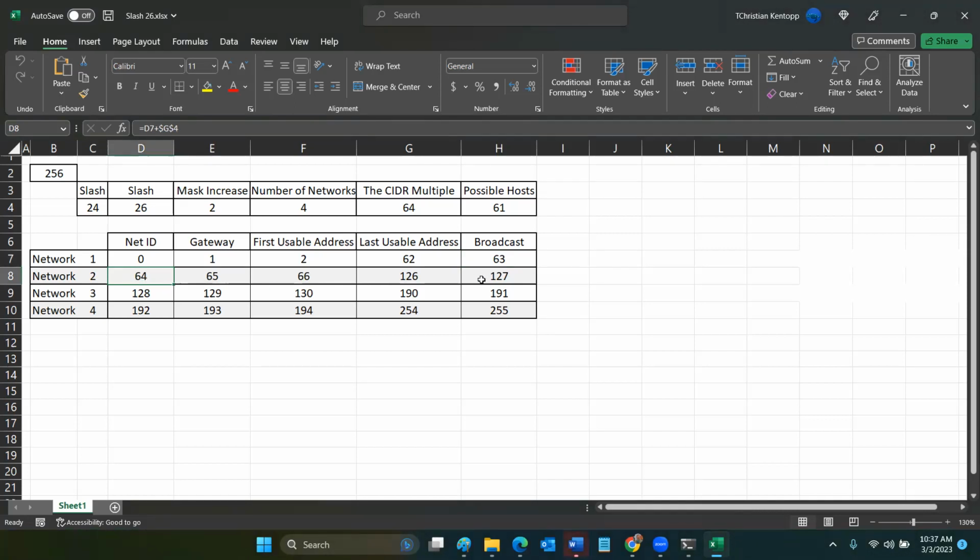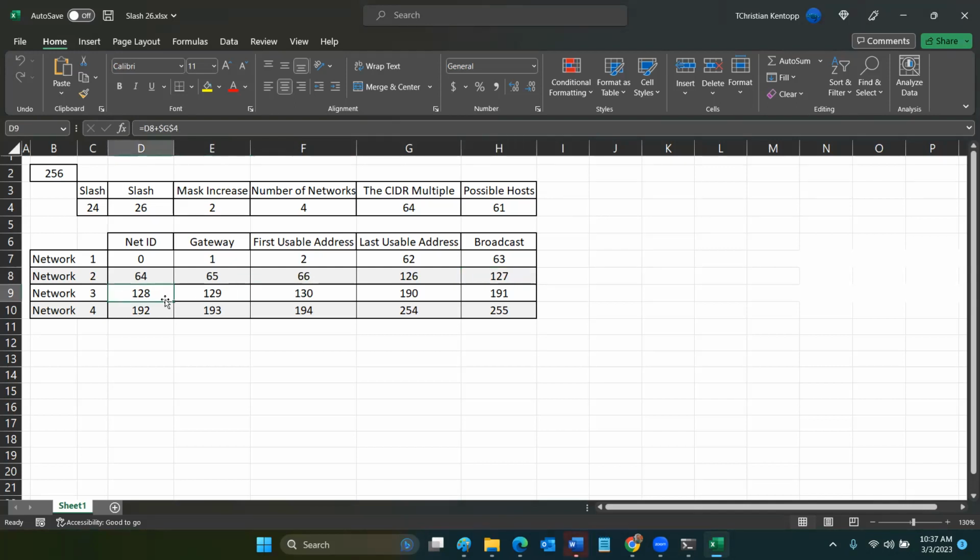All right. Broadcast address for the second network is .127. What's the network ID for the following network? .128. Everybody see the pattern? Okay. So the gateway address is .65. The first usable address on the second network is 66 through 126, and the broadcast is 127. Stop and tell me to slow down if I'm going too fast.